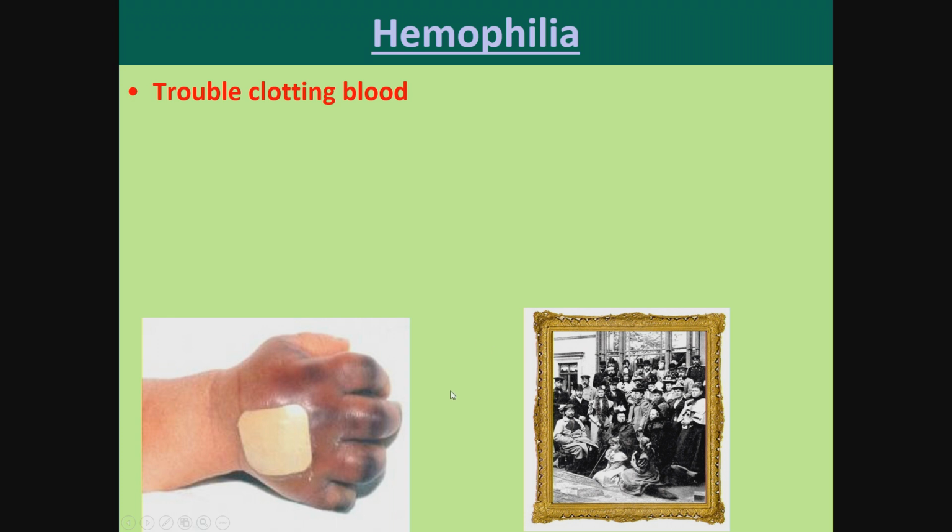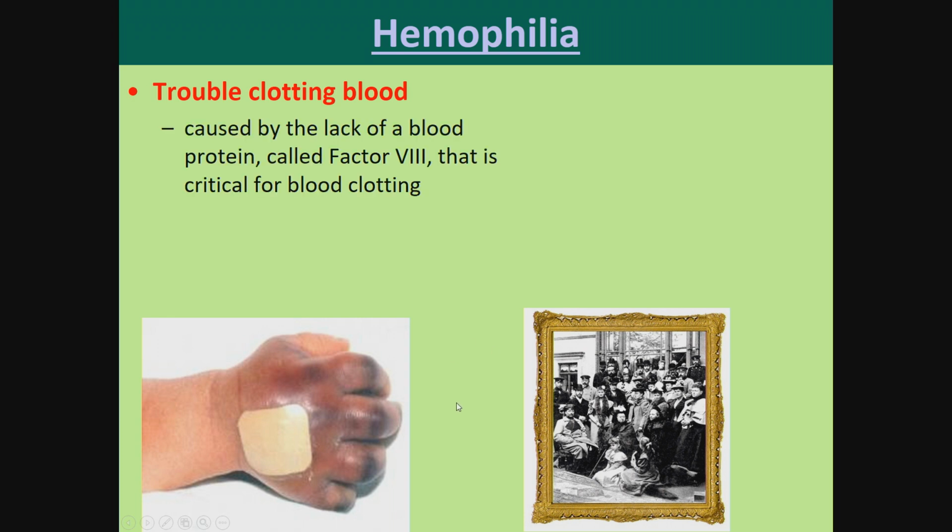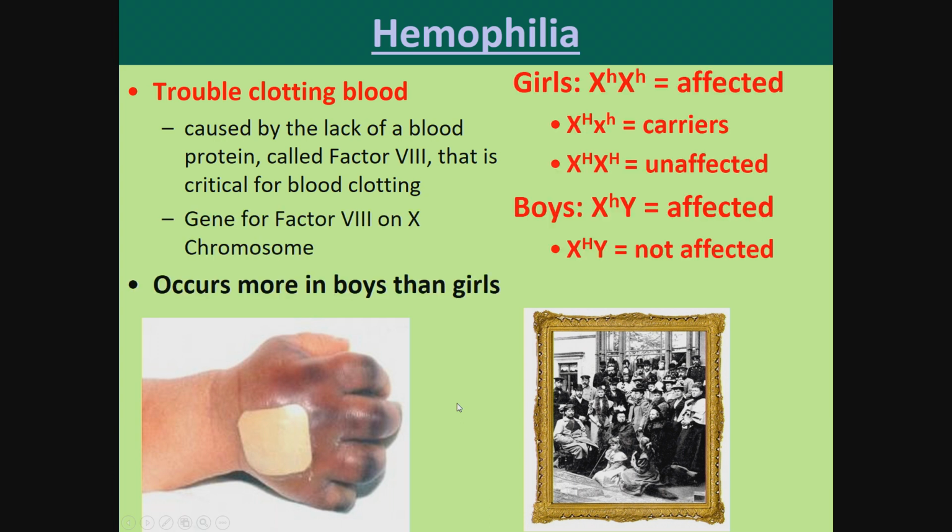Hemophilia is our second example of an X-linked recessive trait. It's where someone has trouble clotting their blood. Again, it's more often in boys than girls because they only have the one X chromosome.